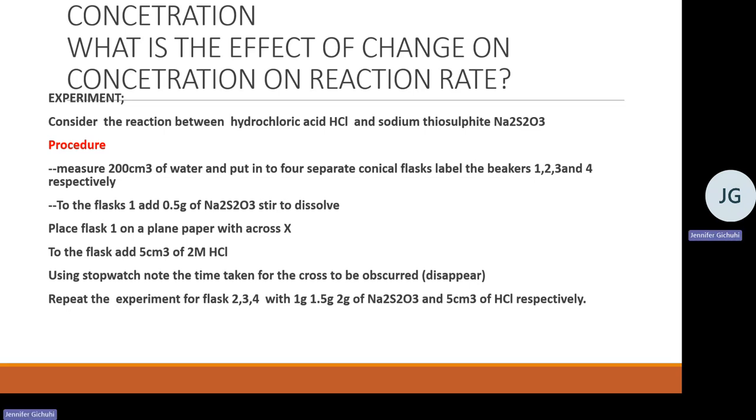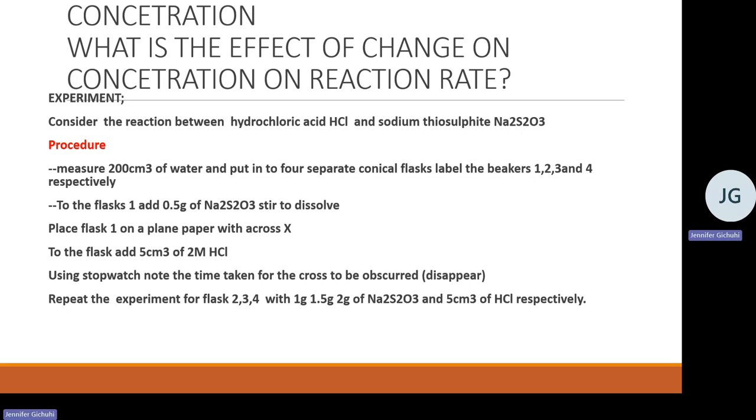Then we shall take that flask in our next step and place it on a plain paper with a cloth on it. You can use a pencil to write a cloth on a piece of paper. And then you place your content, that is the solution of sodium thiosulfate, on top of the paper where the cloth is. Now, you're going to notice that because the solution of sodium thiosulfate is colorless, from the top of the flask, you'll be able to clearly see the cloth.